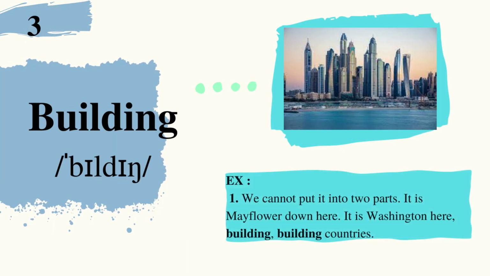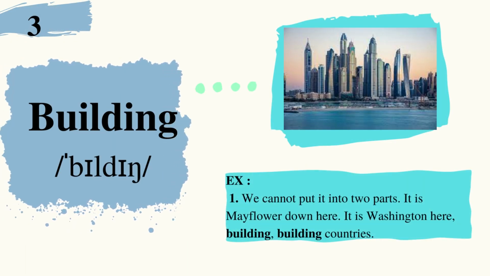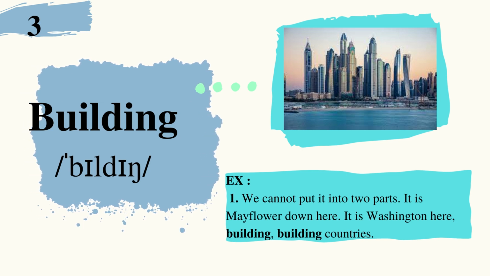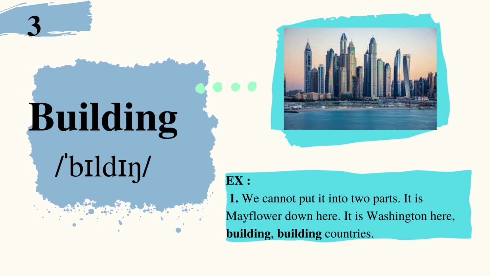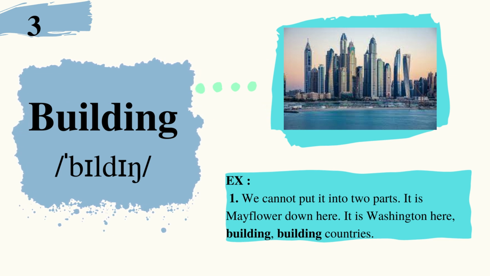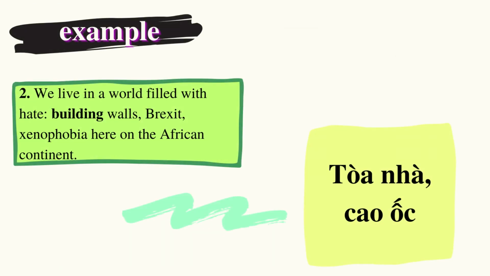3. Building. Building. Example. We cannot put it into two parts. It is Mayflower down here, it is Washington here, building countries. We live in a world filled with hate, building walls, Brexit, xenophobia here on the African continent.